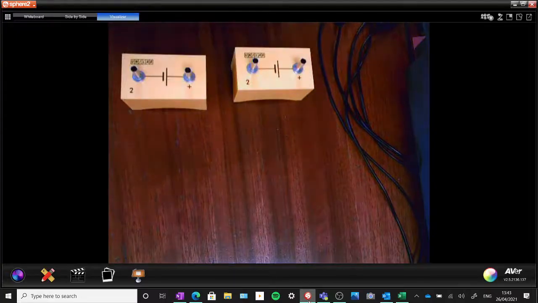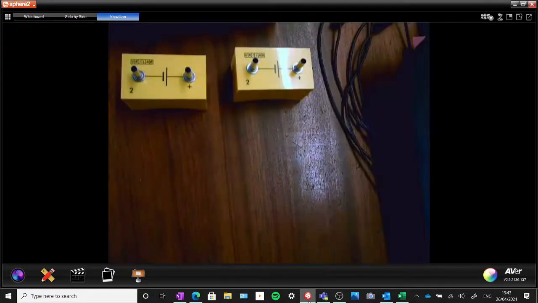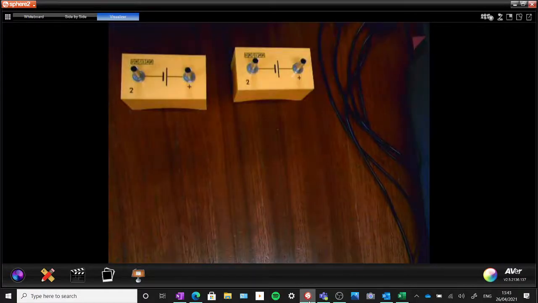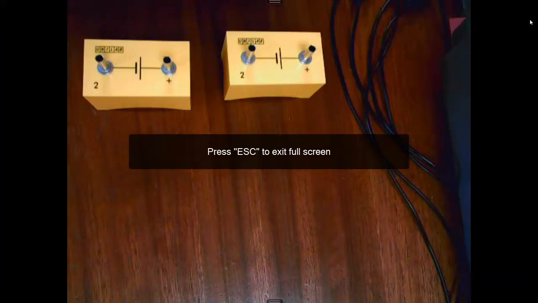So what I'm going to do is I'm going to set it up on the board. And then I'm going to let you guys have a go. So the first one should be nice and straightforward. It's a series circuit. So what you do when you set these up is you follow it step by step.